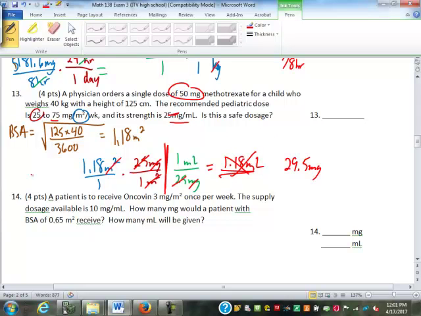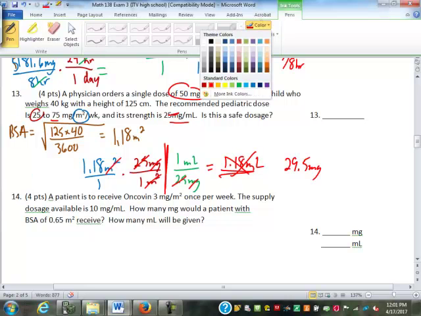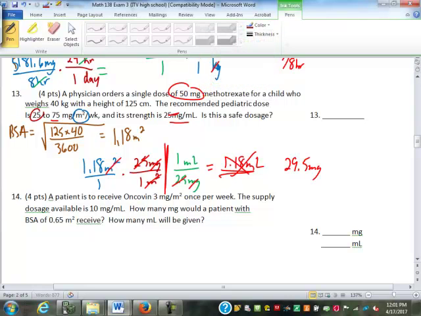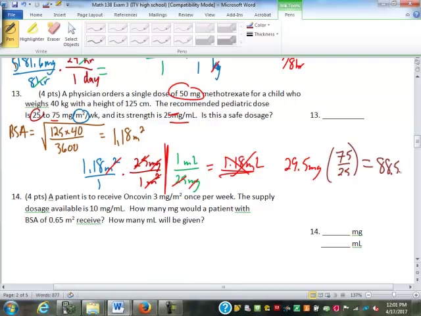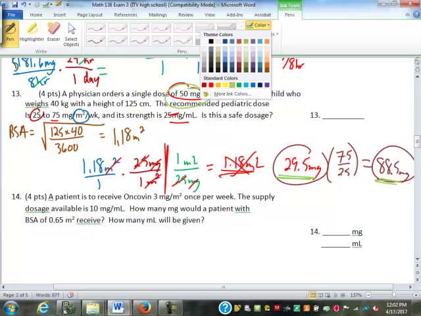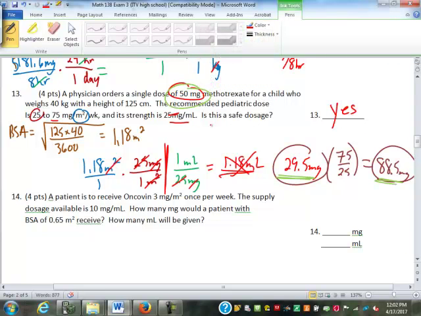They want to do now what the 75 would be. So let's do the 75 then. Well, the 29.5 was done off the 25. So our titration is going to be 75 over 25 here. So 29.5 times 75 divided by 25 gives 88.5 milligrams. So the safe range is between 29.5 to 88.5, where 50 milligrams is definitely within that safe range. So yes, this is a safe dose.